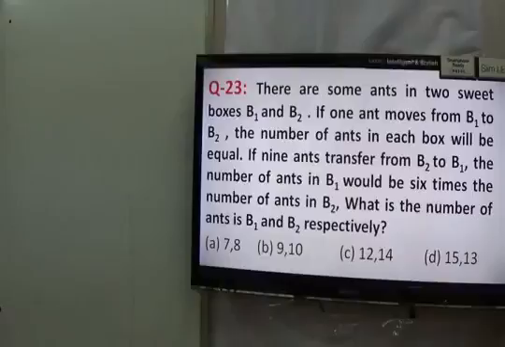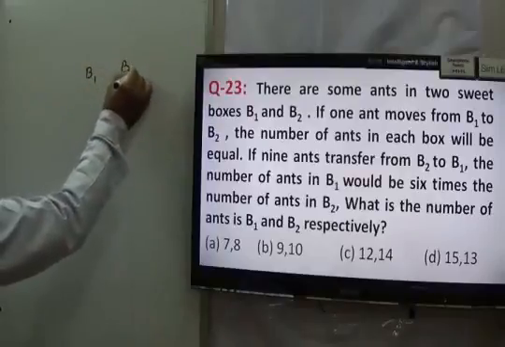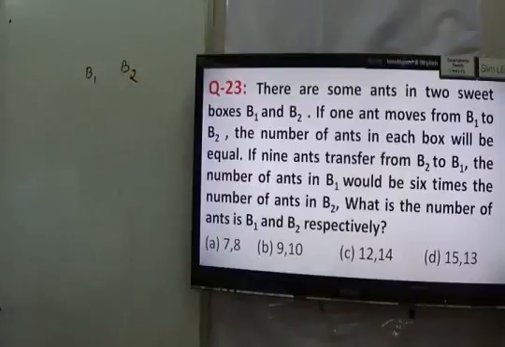Next, we have question number 23. It is given that there are some ants in 2 boxes, B1 and B2. If one ant moves from B1 to B2, in that case the number of ants in both boxes will be equal. It means that the number of ants in B1 must be greater than in B2, right? While looking at the options, I can say my answer is D, because in option D only the ants in B1 are more than B2, hence I can say the answer is D, right?